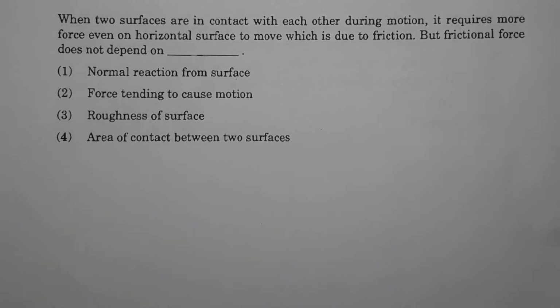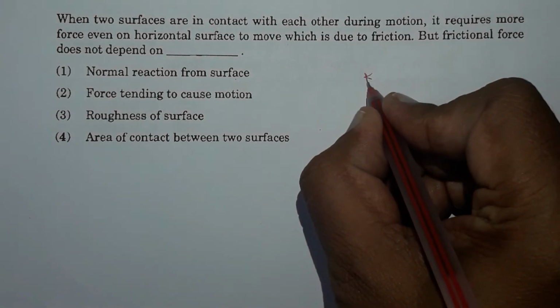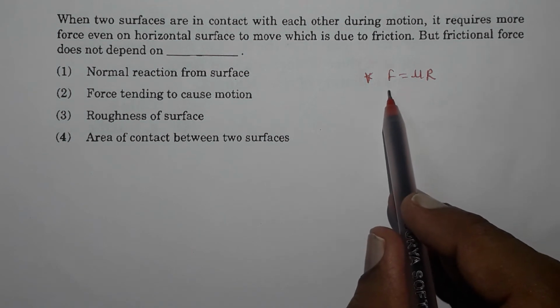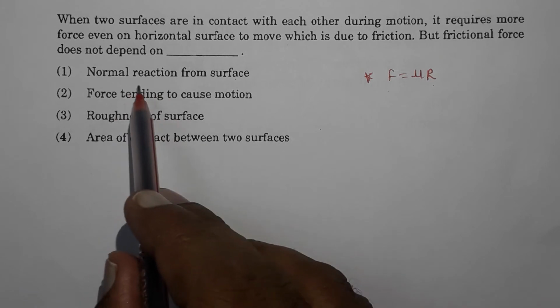Question number 3. When two surfaces are in contact with each other during motion, it requires more force even on a horizontal surface to move, which is due to friction, but frictional force does not depend on. Now the four options are given. Let us discuss each and every option. Now the first option is normal reaction from surface. Now we know that F is equal to mu R, which simply means that the frictional force is directly proportional to R. So frictional force depends on normal reaction.